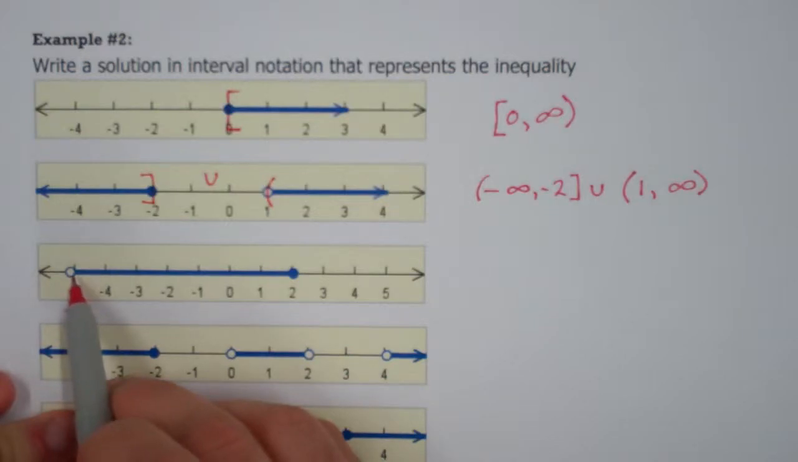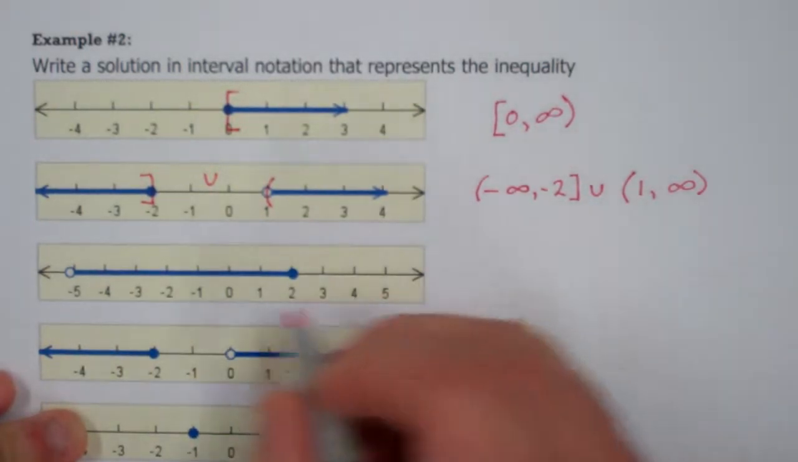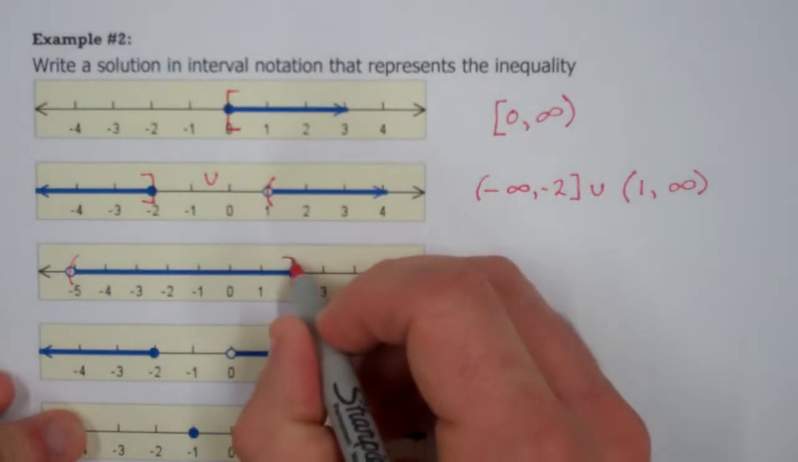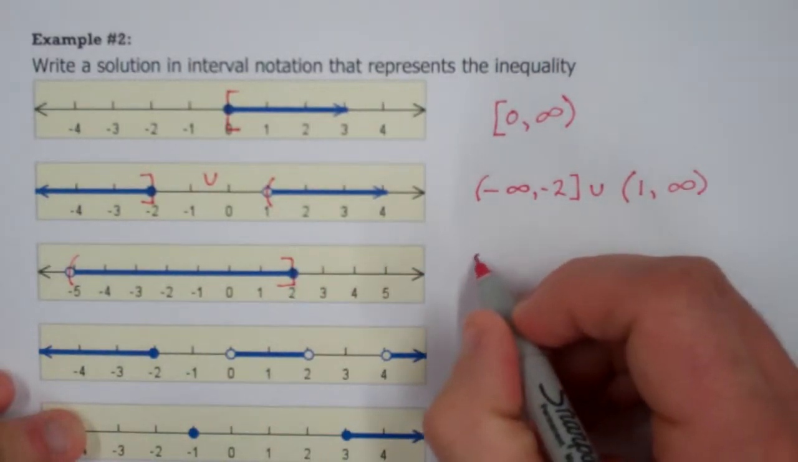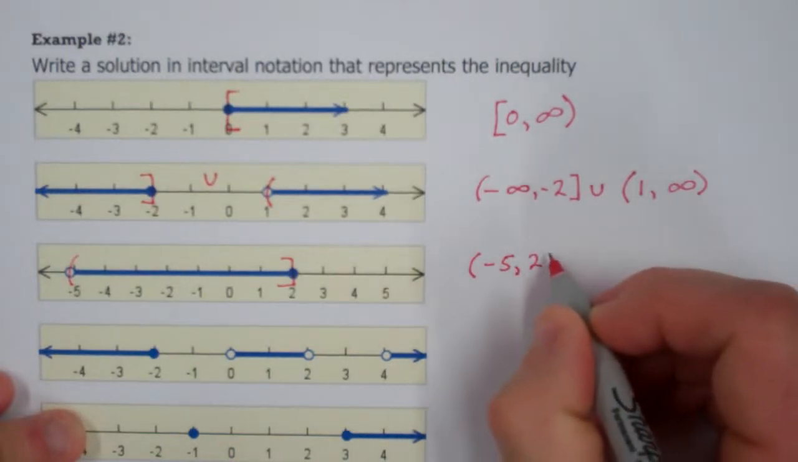The next graph starts here at -5. It's a little bit off here, but let's imagine that's right here at -5. You wouldn't be wrong if you did -5.1 or something like that, that's fine. It's totally open though, and this end is going to be closed. So we have -5 to 2.